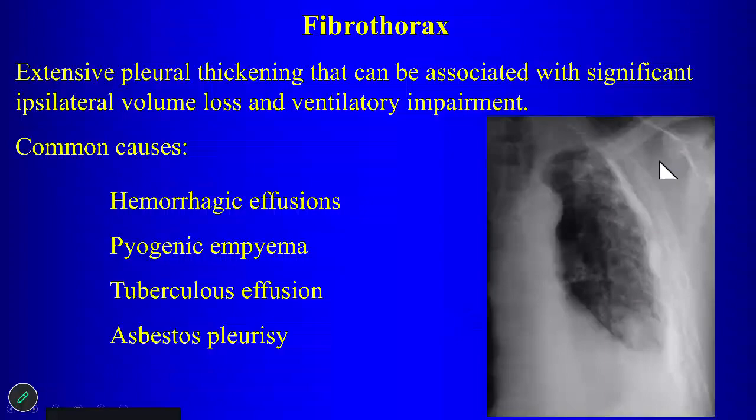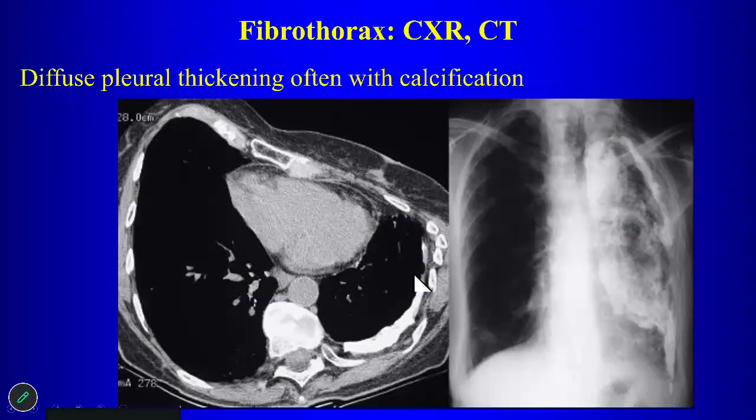When we have extensive pleural calcification, this can be a complication of hemorrhagic effusion, a complication of pyogenic empyema, tuberculous effusion, asbestos pleurisy. All of these can result in pleural calcification and can result in fibrothorax.